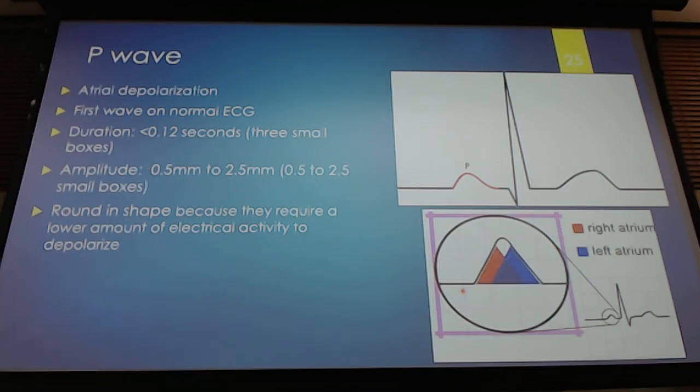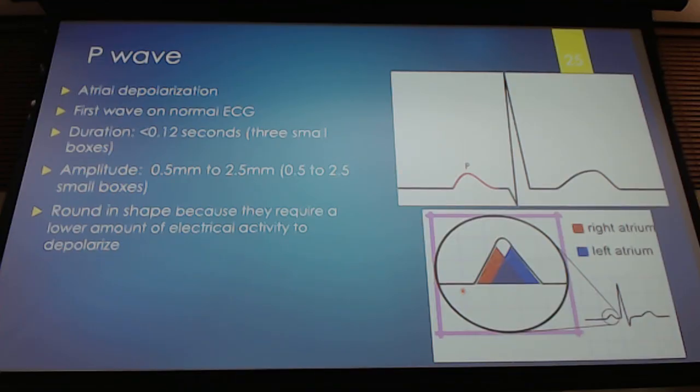All right. That P wave, atrial depolarization. Okay? And that is going to be the first wave on a normal ECG. The P wave duration is typically less than 0.12 seconds or 120 milliseconds. 3 small boxes. Okay? 3 small boxes. So if I tell you the duration is less than 3 small boxes, am I talking about in the horizontal fashion, or am I talking about vertical?